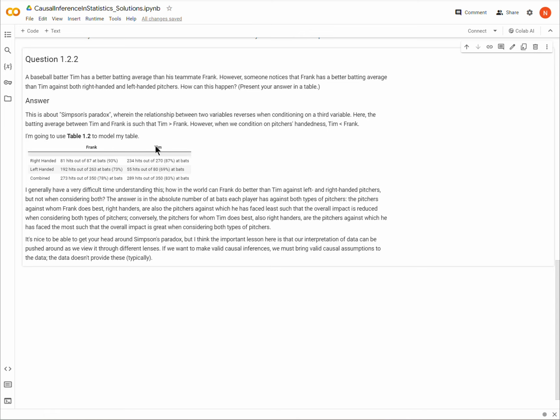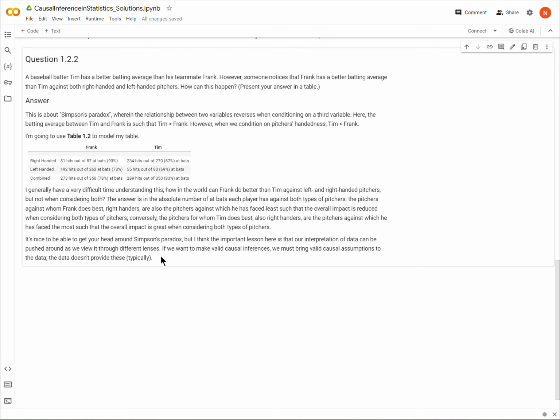So it's nice to be able to understand Simpson's paradox, but I think where this book is driving towards by presenting Simpson's paradox is that the way in which we look at the data, the assumptions that we're bringing to it, here we might be entertaining the possibility that handedness of the pitchers is an important variable here.